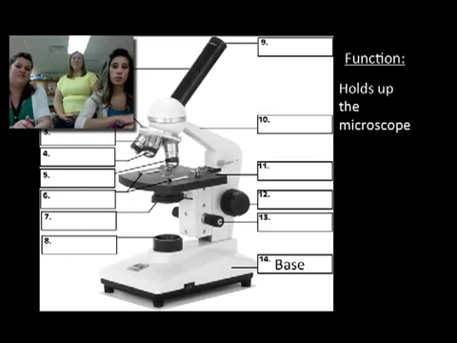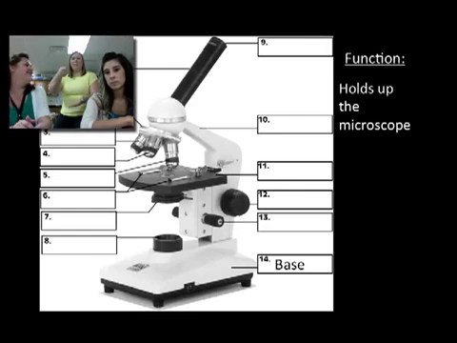All right, and the last part is the base. This holds the microscope up, and also when you're carrying it, you hold it by the arm and you hold it by the base. That way you've got a firm grip on your microscope.